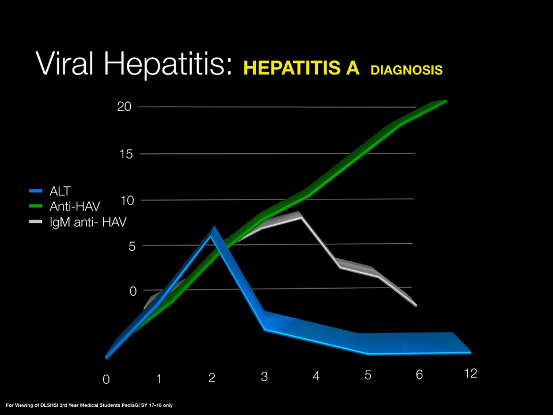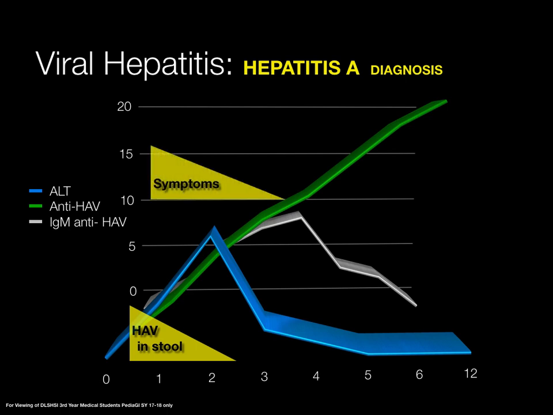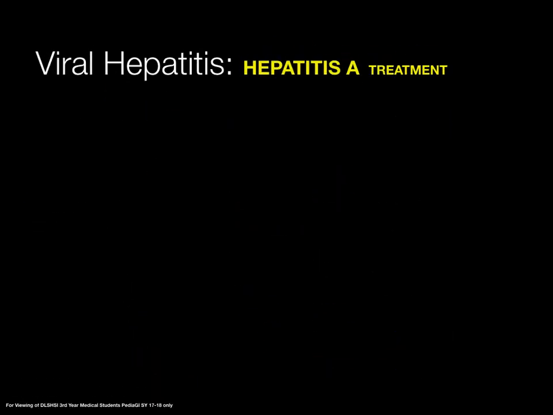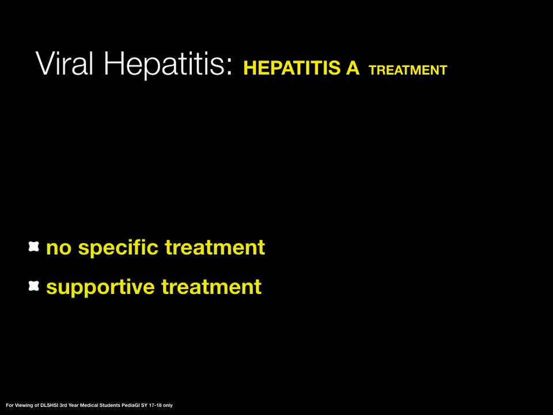Here is the graph that can show you elevation of the ALT, anti-HAV, and IgM anti-HAV. Hepatitis A in stools is present in the first days of illness. Symptoms are present in the first week of illness, as well as jaundice. There is no specific treatment for hepatitis A, but supportive treatment is very much warranted.